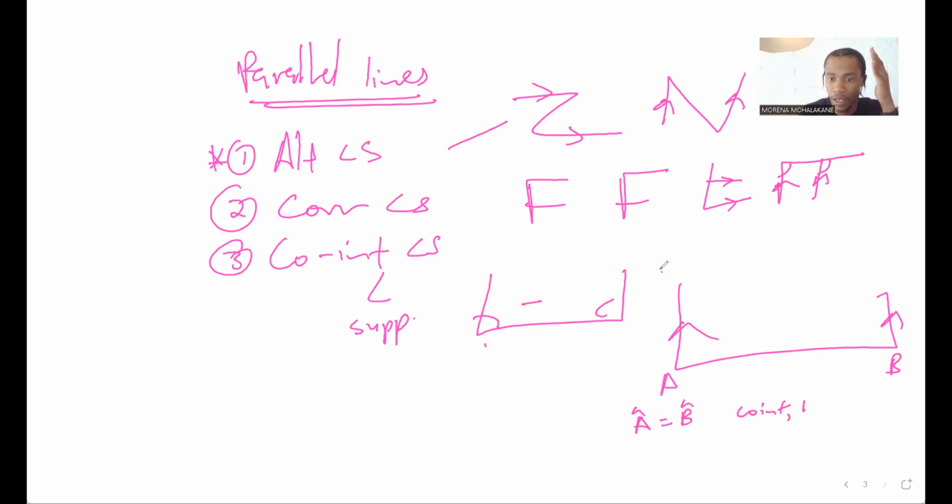And then you say CK. Then you say AC is parallel to BK. No, you can't. Don't do that. Instead, say A plus B equal to 180 degrees, co-interior angles. You see, you know your stuff, you know your business.